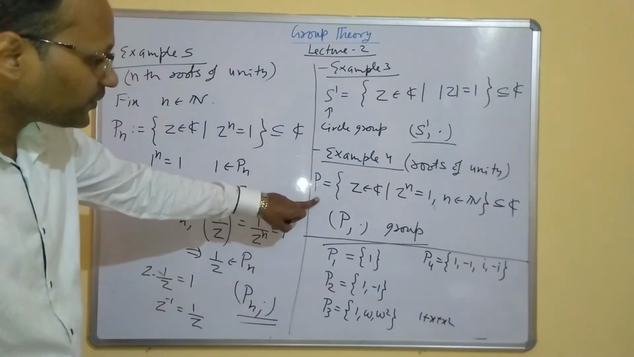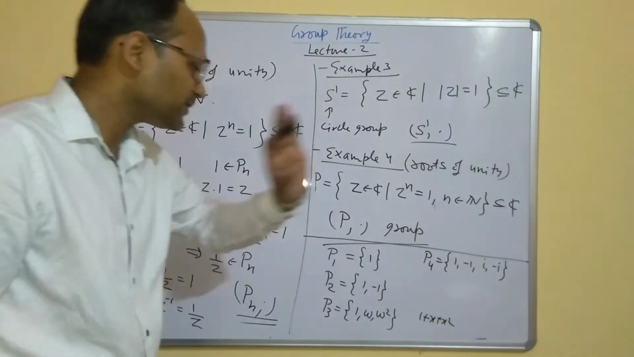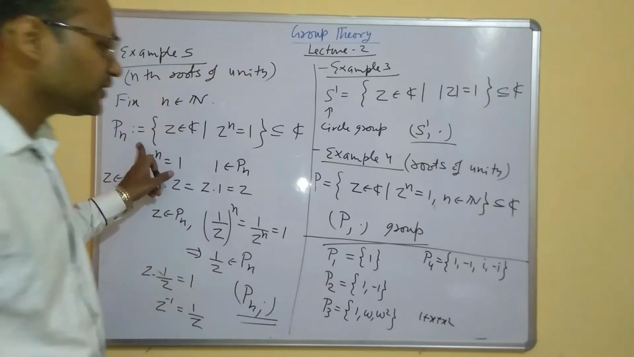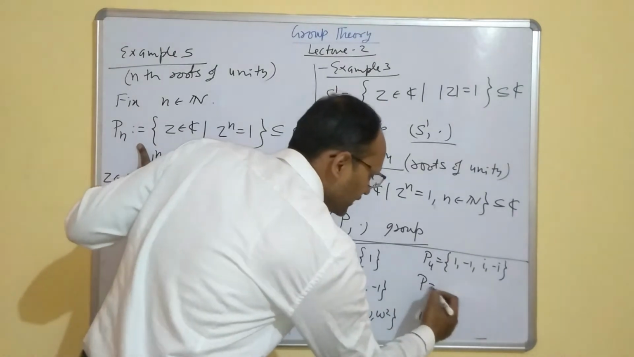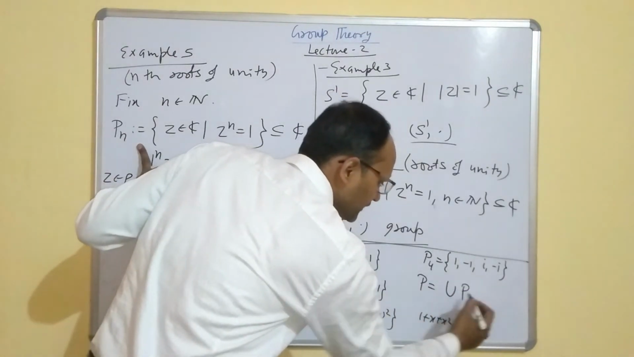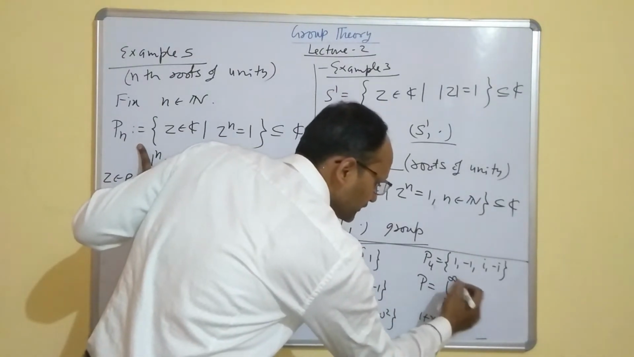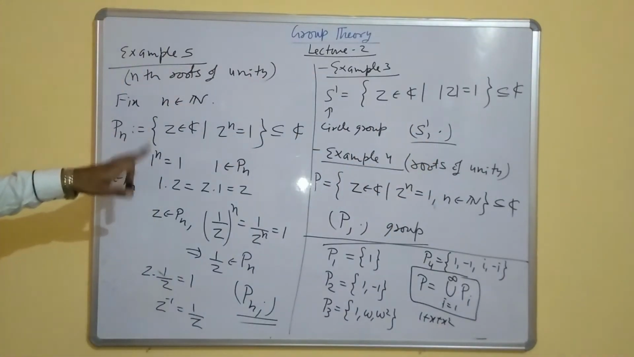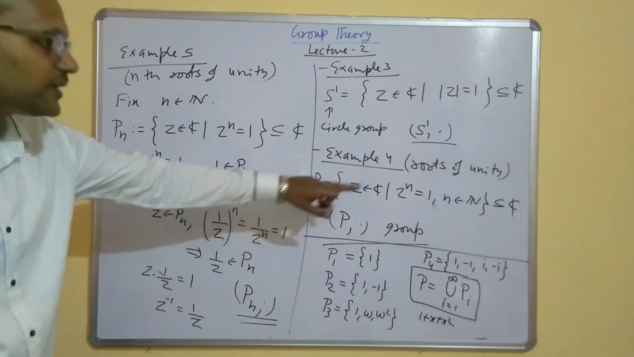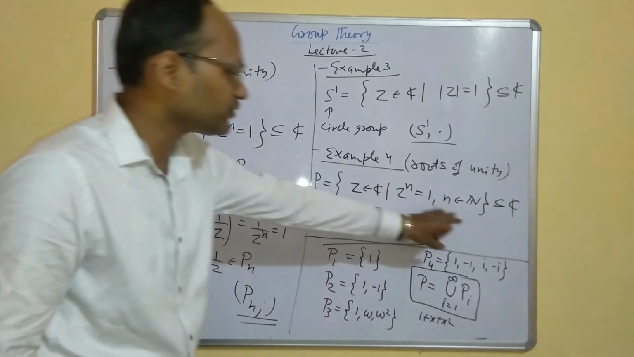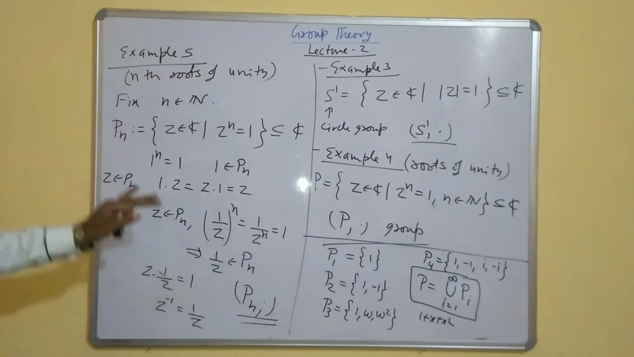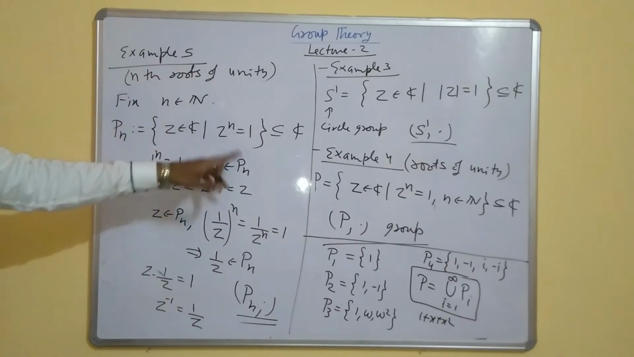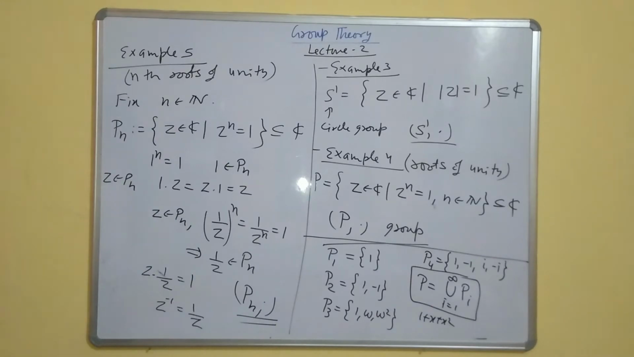And what is P? P is actually the union of all these Pi, i varying from 1 to infinity. That is the difference. So P is the group that is called the roots of unity, so it contains all the roots of unity. And for fixed n, Pn is the nth roots of unity. So both are groups with respect to the multiplication operation.